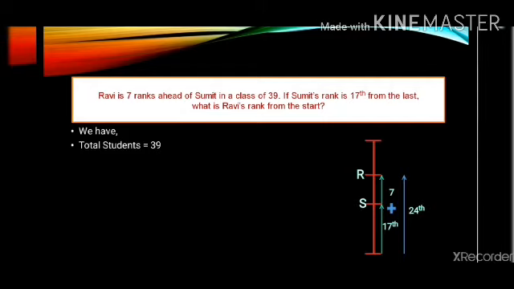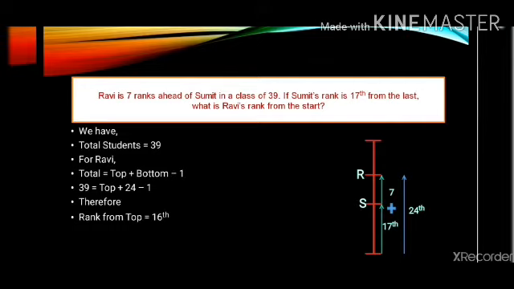Now from the question I know the total number of students in the class is 39. I also know Ravi's rank from the bottom, so I can use this formula: total is equal to ranks from top and bottom minus 1. Total 39 is equal to rank from top plus 24 minus 1. You can get Ravi's rank from the top, that is 16th.